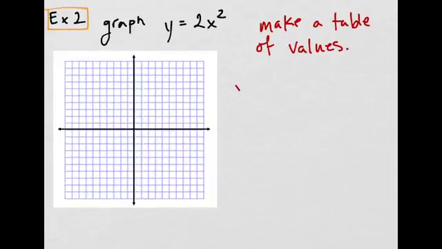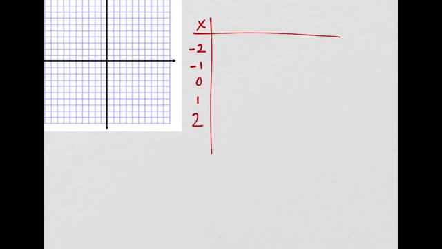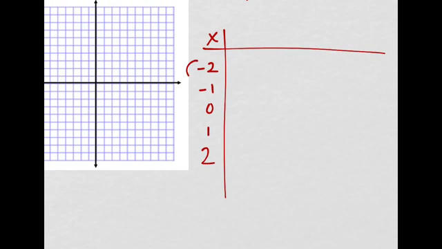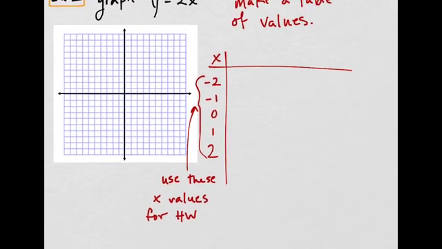What does that mean? Well, for x, you generally pick a couple x values. I'm going to pick from -2, -1, 0, 1, and 2. These are safe to try every single time, -2 all the way to 2. You don't have to do that many. So use these x values every time, and use those for homework.